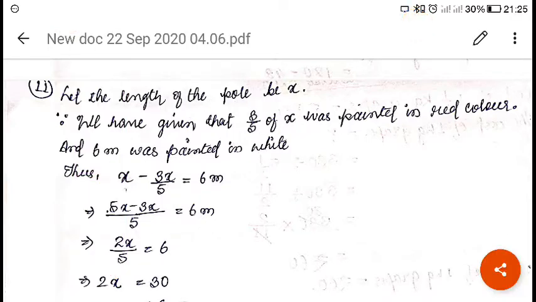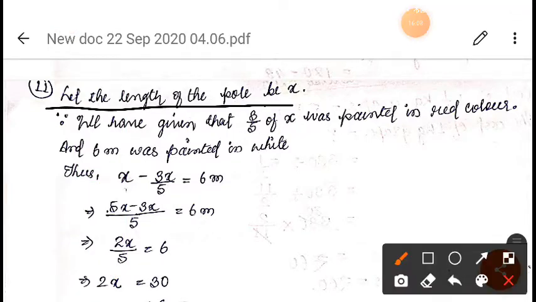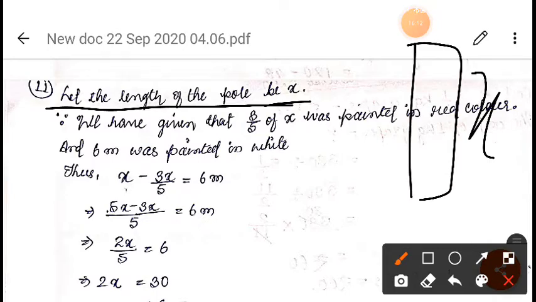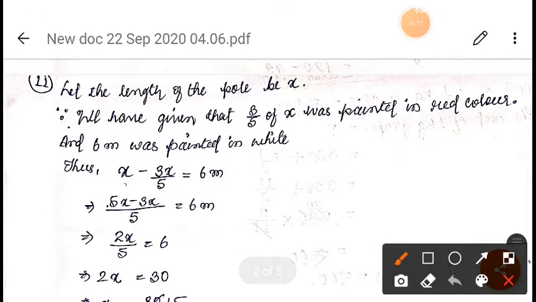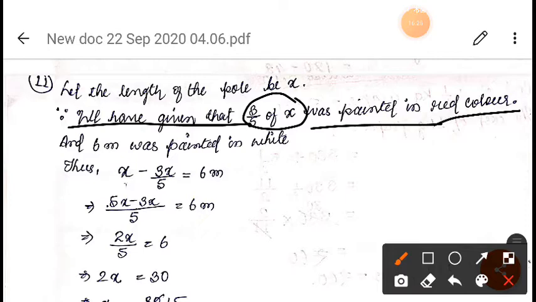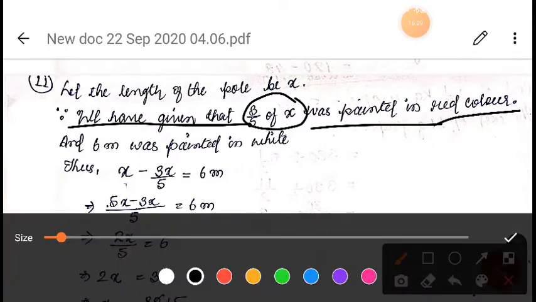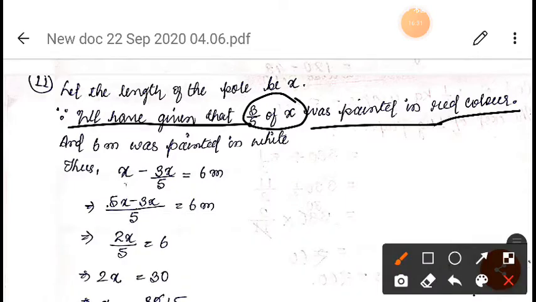So now let the length of the pole be x. We are just assuming that the length of the pole is x, okay. Now what is given? 3 by 5th of the length, 3 by 5th of x, of the pole was painted with red color, as you can see here, right, and 6 meter was painted with white color.